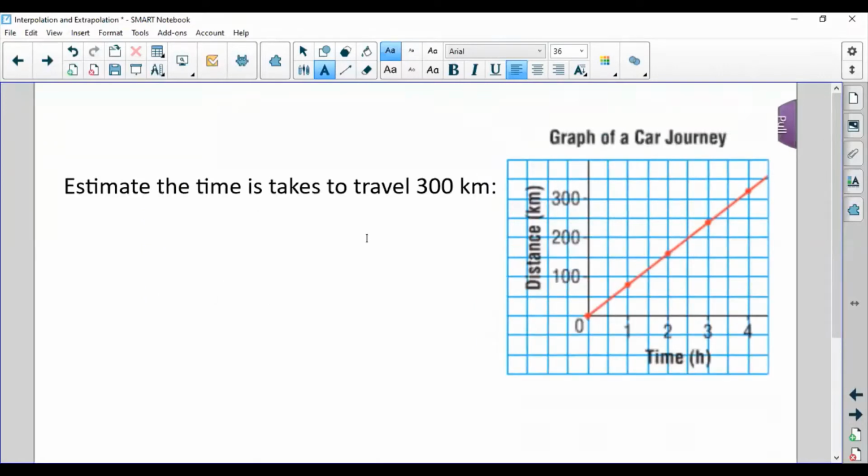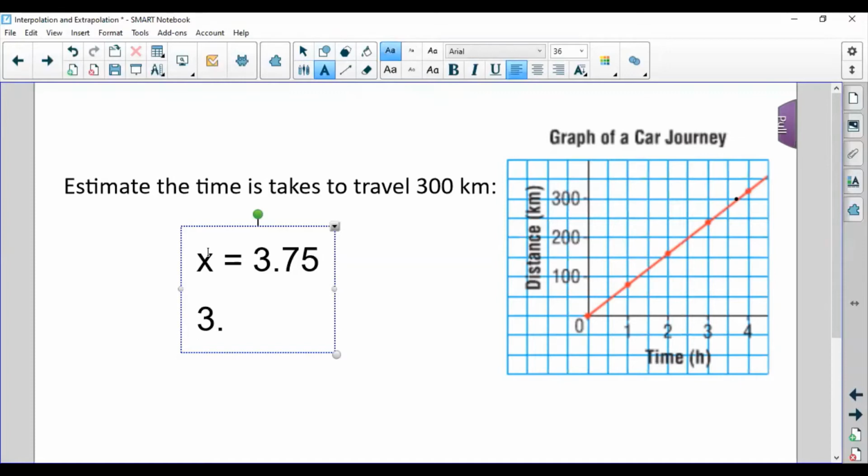Estimate the time it takes to travel 300 kilometers. Kilometers is on my y-axis. I find 300, which is here on my line. The x value is roughly 3.75. X equals 3.75, which represents 3.75 hours.